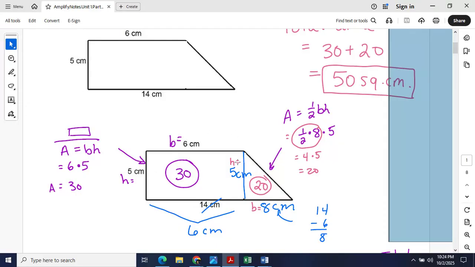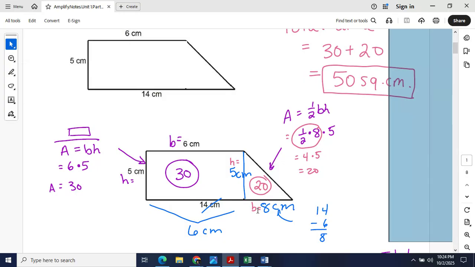Now, when I draw this line here, it forms this rectangle. It's a 6 by 5 rectangle, which means that that bottom piece here is 6. So if the whole thing is 14, I subtracted 14 minus 6, and that equals 8. Now, if you notice, this figure is not drawn to scale because this length is much longer than this, but this is 6 centimeters. Mathematically, this is 8.